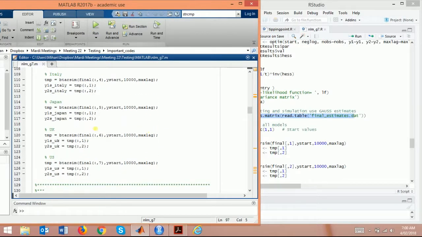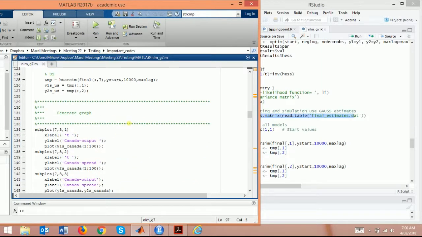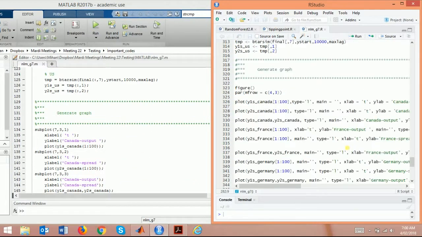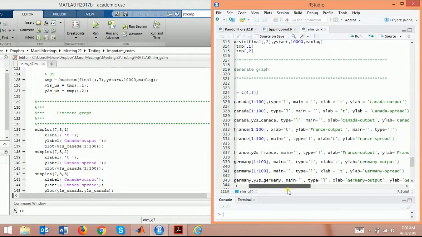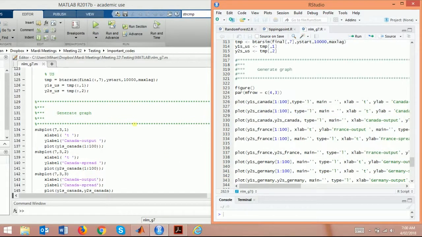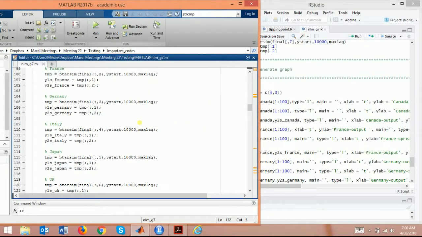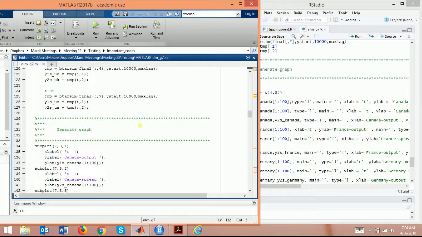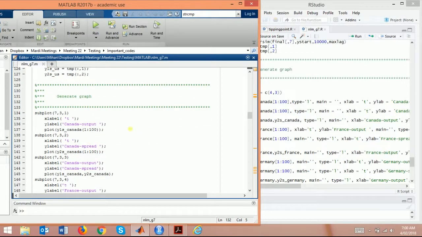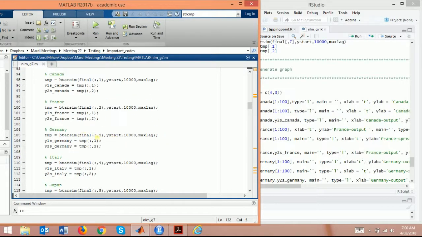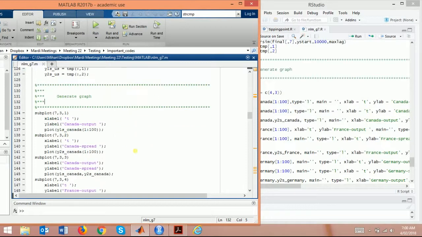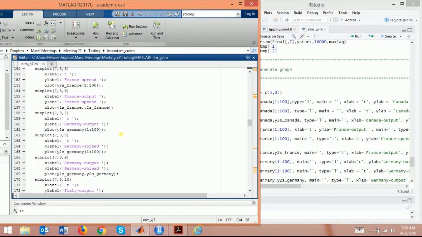We simulate this stage. And what are we gonna compare in all these cases? After simulation, we're gonna plot the result with our simulation, right? So we're gonna plot YLS Canada. So the simulation, okay, Y1 is Canada, 1 to 100. We're just gonna draw a graph on the simulated results. France output, France spread.